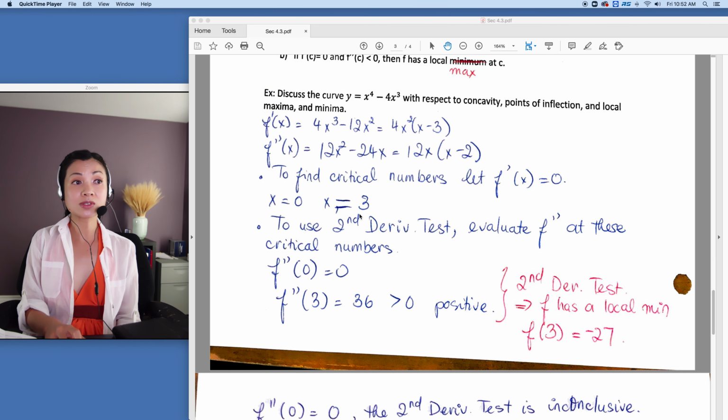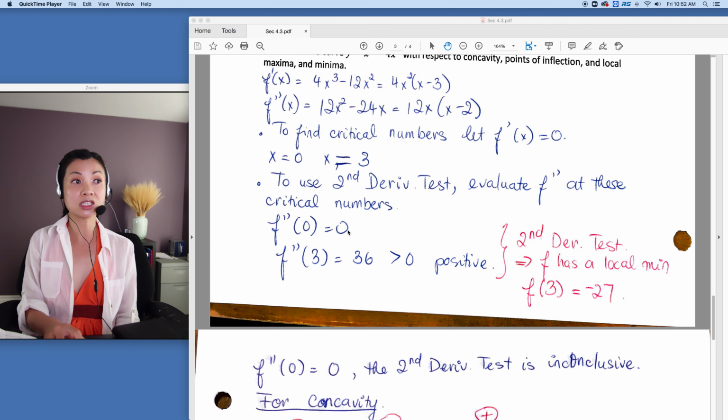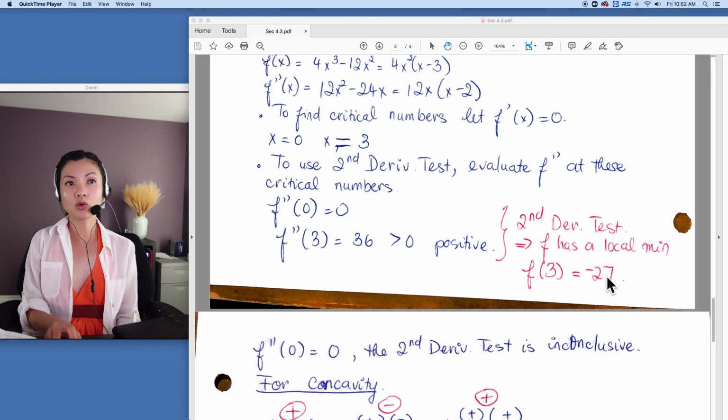Now we're going to use the second derivative to evaluate f double prime at these critical numbers. You see right here, we have f double prime of 0 equal to 0. The second derivative at 3 equals 36, which is positive. Okay, so we have a local min at 3. And for the local min right here, I plug into the original. That's how I got -27.